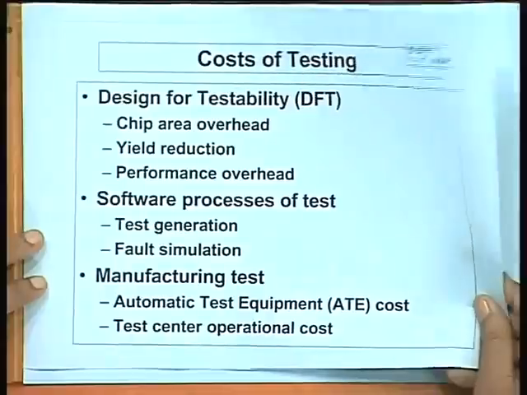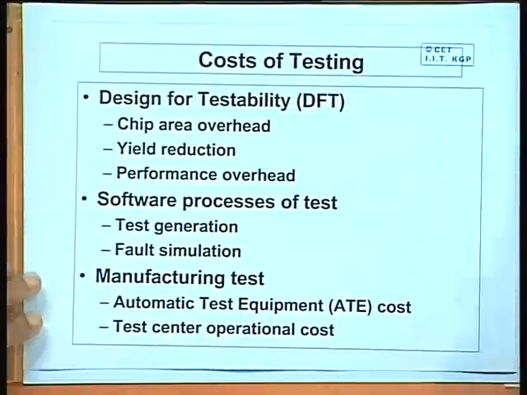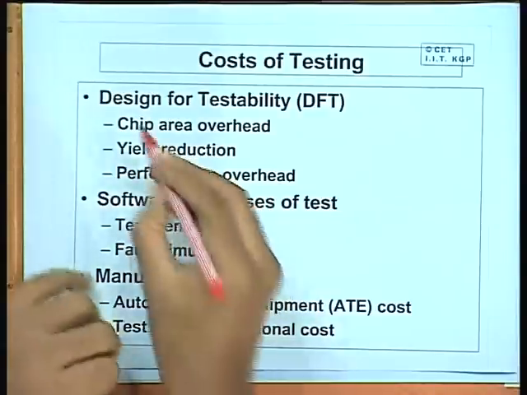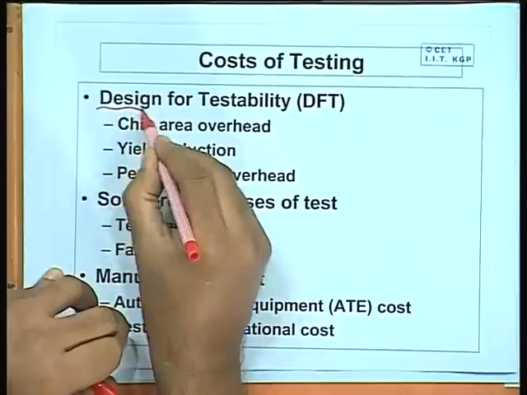And we want to test the devices. Naturally, in order to test the devices, we have to incur some additional cost. So, let us see what the different components of the costs are that we incur during the process of testing. Here, we introduce a term called design for testability.